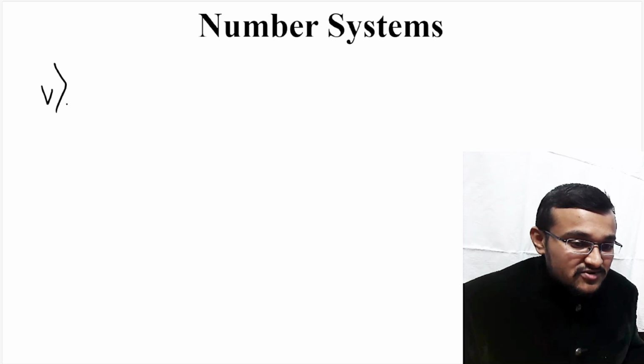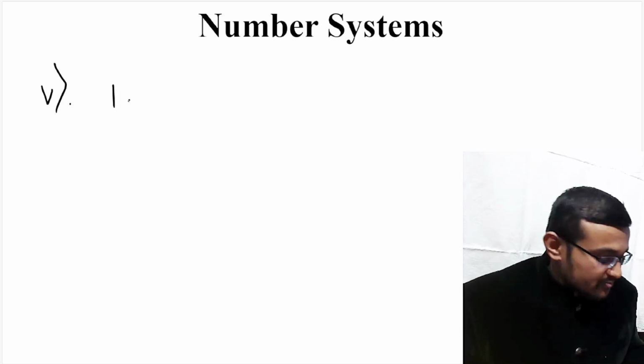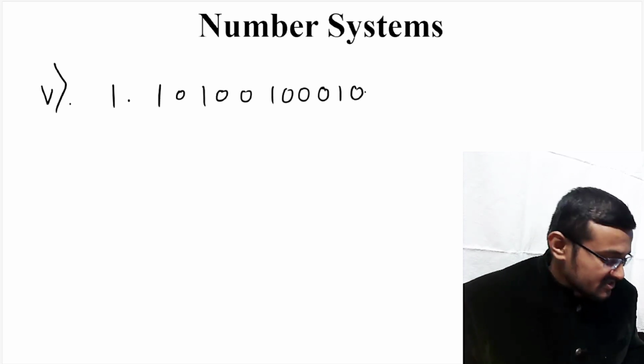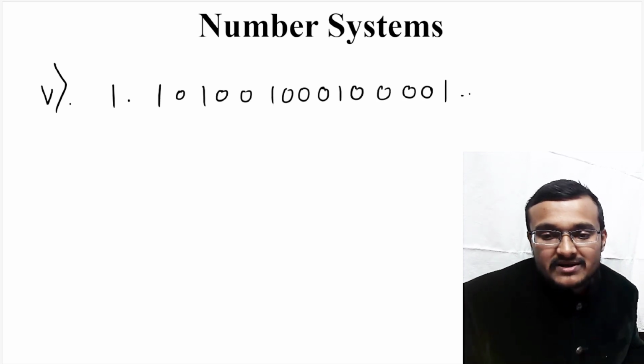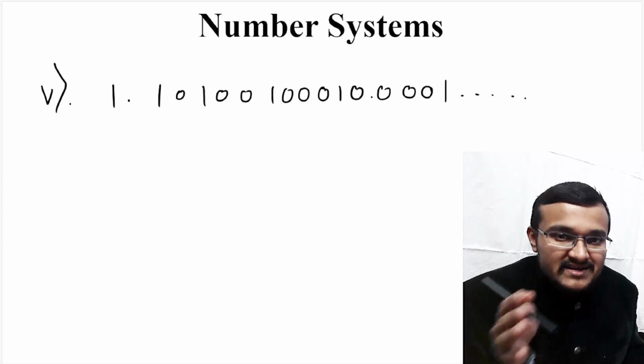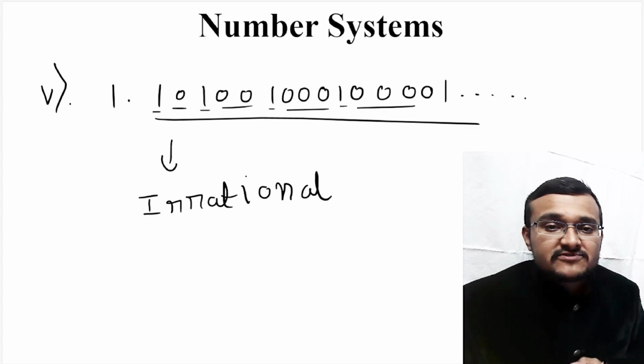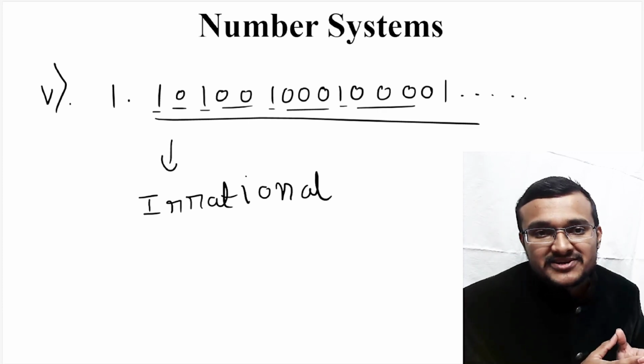So now coming to the fifth question in this particular ninth question, here you have 1.101001000100001, and it goes on like this. So here also you can see there is no recurring pattern and there is no termination. So this is all there in this particular video. I have taught the exercise 1.3 in this particular video.